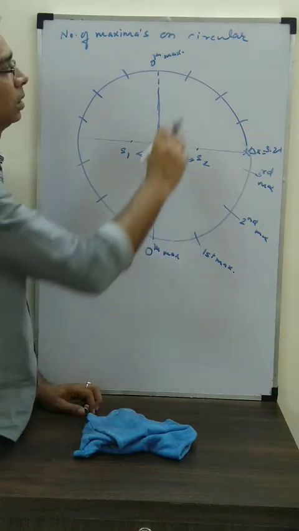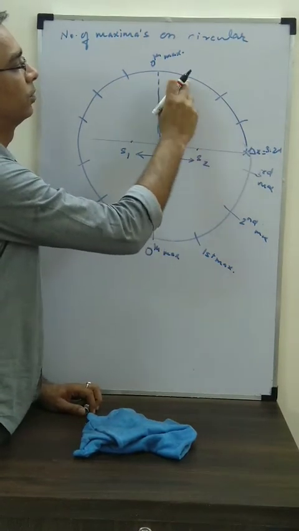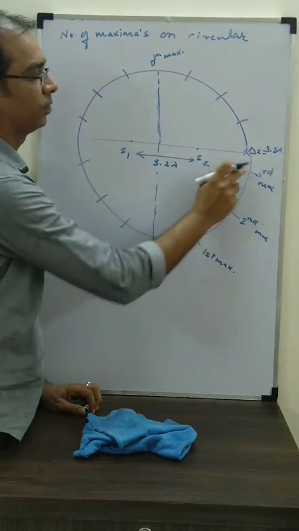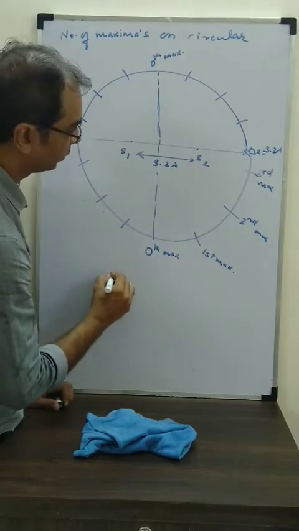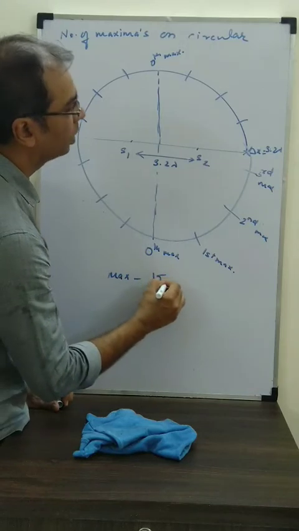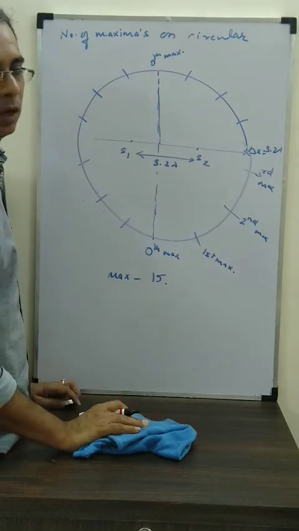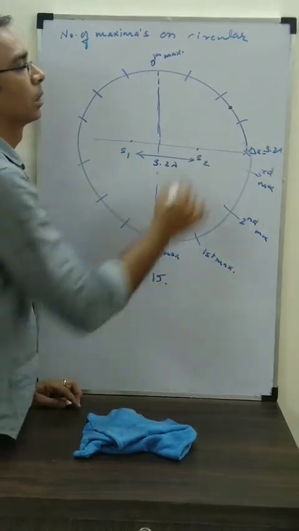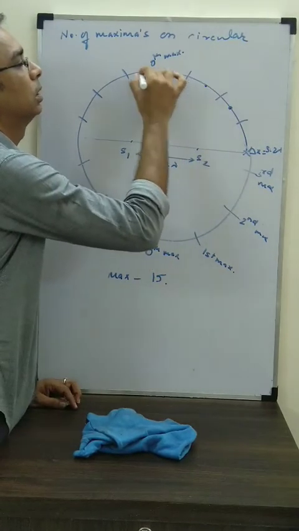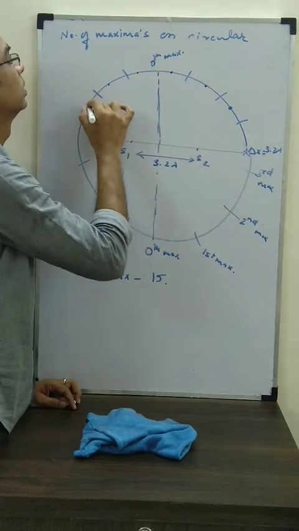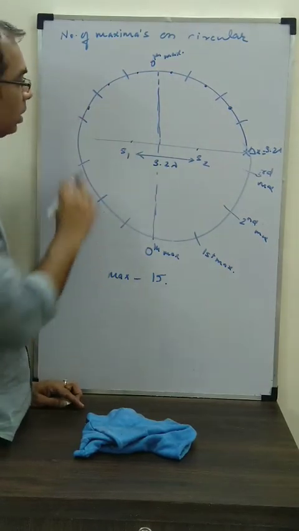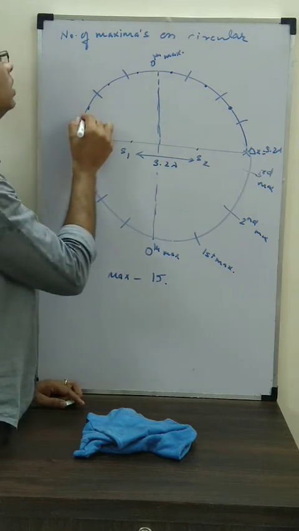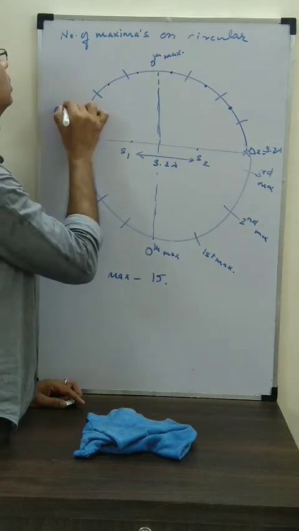You can count it. 1, 2, 3, 4, 5, 6, 7, 8, 9, 10, 11, 12, 13, 14, 15 maxima. 15. How many minima are there? 1, 2, 3, 4, 5, 6. In between any? No, because here the path difference we have taken is 3 lambda.